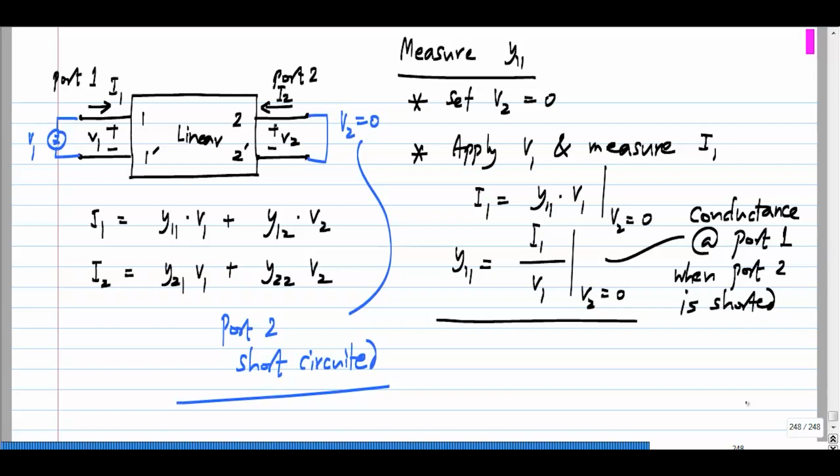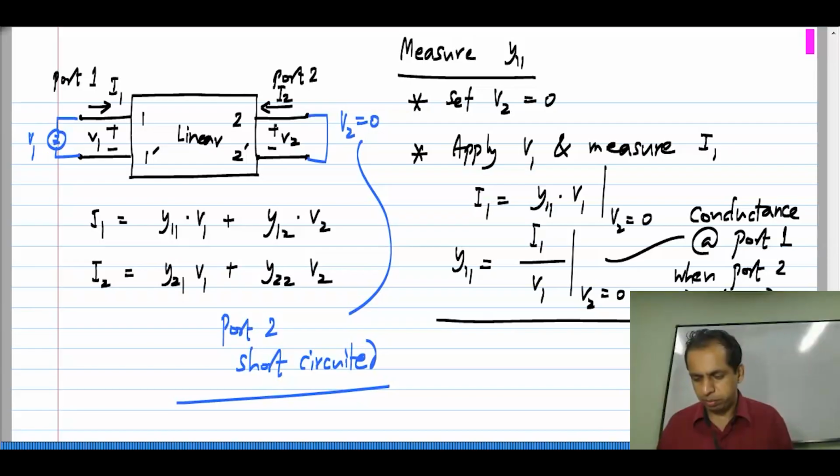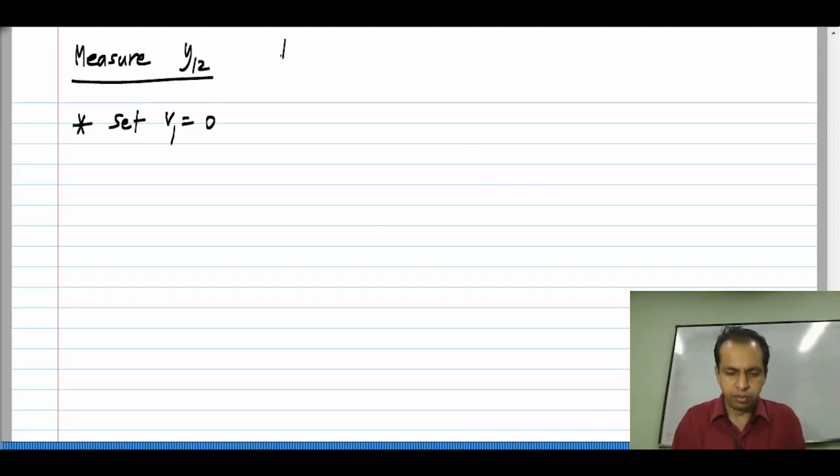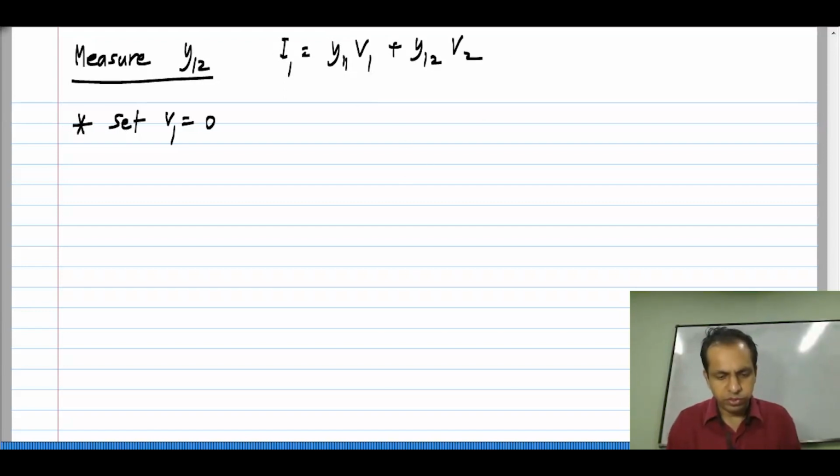So, we can continue this for the other 3 parameters. If you want to measure Y12, what do you do? You set V1 to 0. The idea is the same. I1 is Y11 V1 plus Y12 V2. So, if you set V1 to 0, this term disappears and you will have only the term containing Y12.